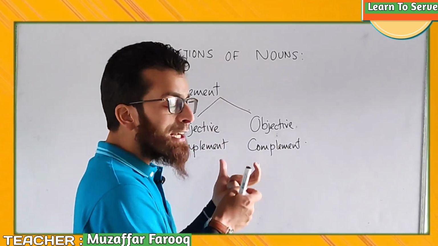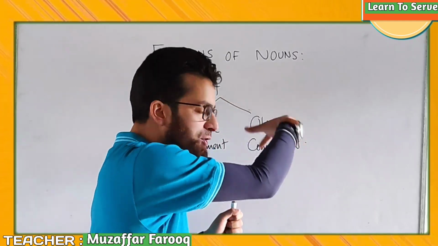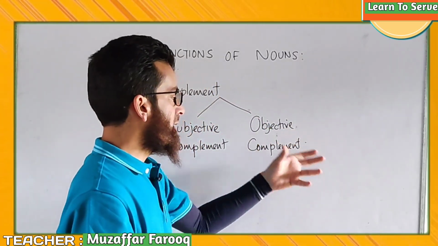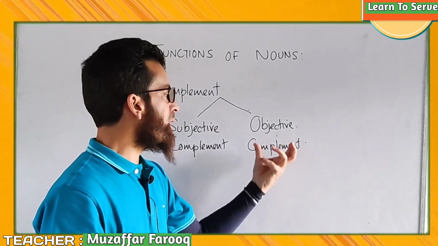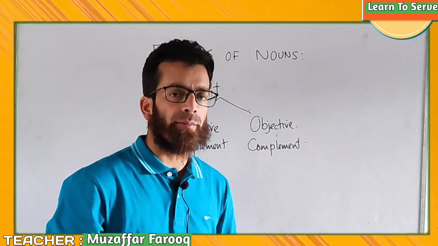If it is an attributive towards the object of the sentence, you can call it an object complement.